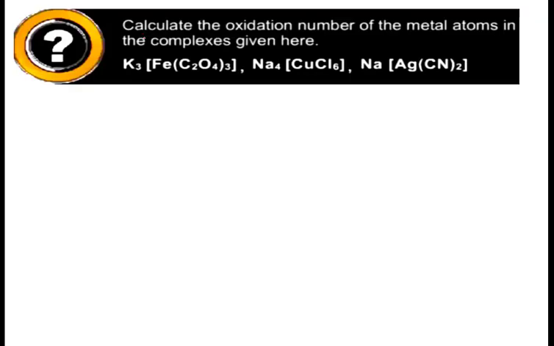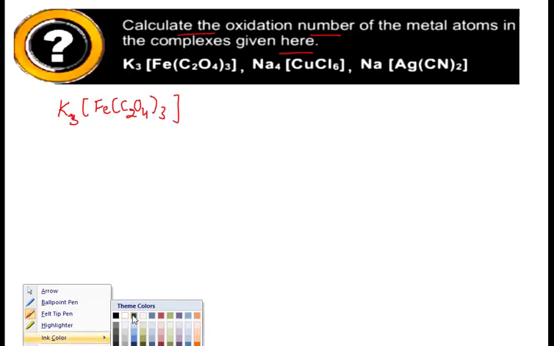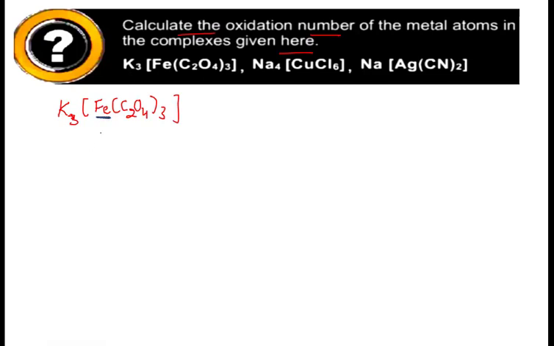Okay. Now there is a question. Calculate the oxidation number of the metal atom in the complex given here. Try it. So first of all, it's K3[Fe(C2O4)3], right? This is the complex given to us. Now, using the previous knowledge, you have to remember that the central metal atom is iron in this case. And we are asked to calculate the oxidation number of this.